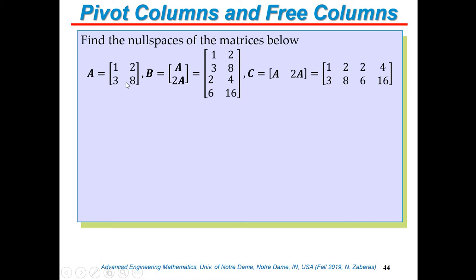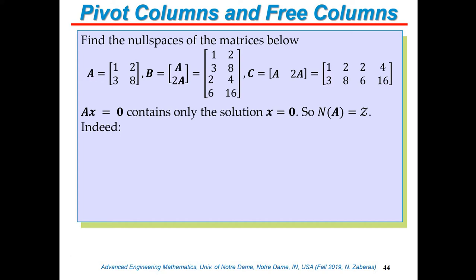I'm going to take three matrices. This 2x2 matrix, 1, 2, 3, 8. Matrix B, which I form by inserting A and 2A, so basically I have a replica of 2A on the bottom of A to define B. And then I have a replica of 2A next to A for the third matrix. In this case, my matrix B is 4x2, and this other matrix is 2x4. So we will try to identify what the null space of these matrices is.